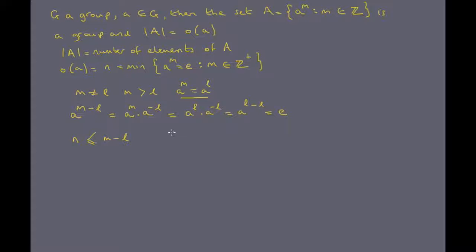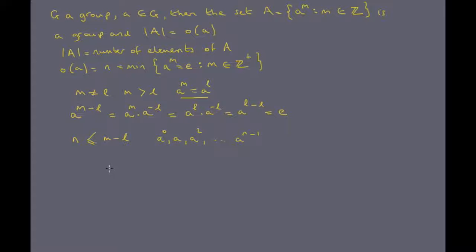Now, what I claim next is that for any integer power of a between 0 and a to the power of n minus 1, all these integer powers of a are distinct. In other words, none of them is equal. So let's just show this by a very brief contradiction argument.